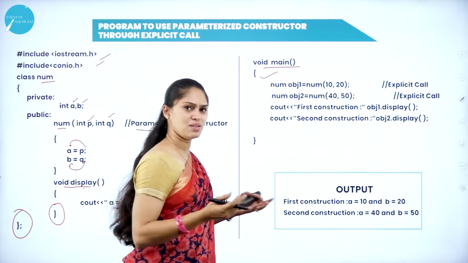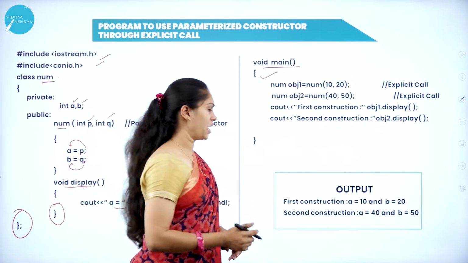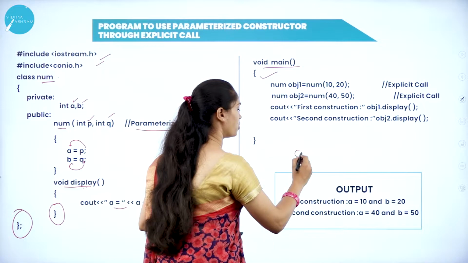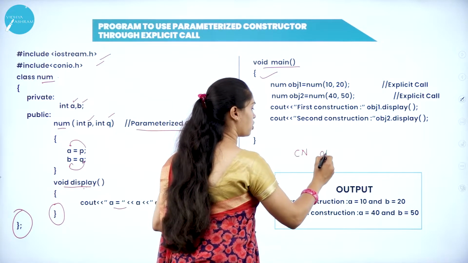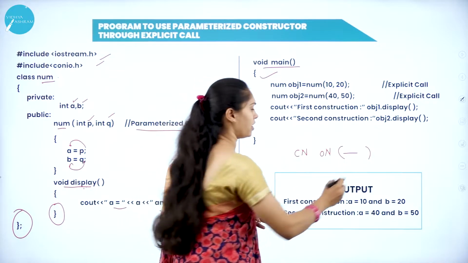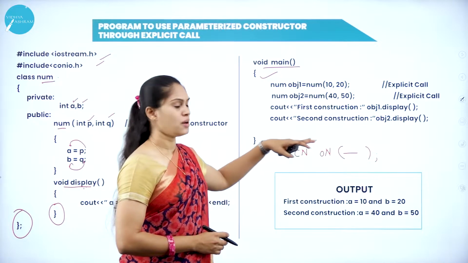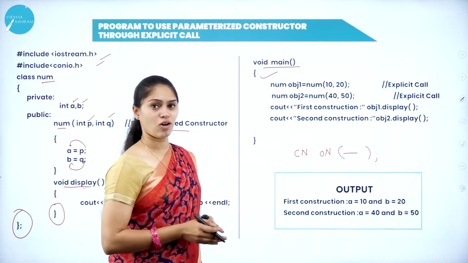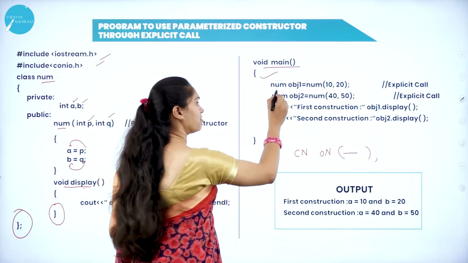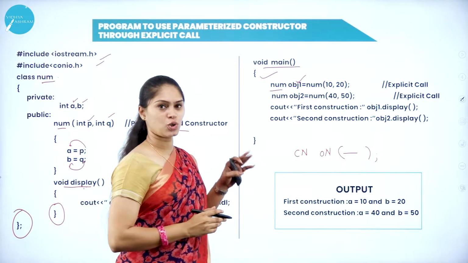So what is the difference between implicit call and explicit call? Just recall the implicit call. There I have to use the class name as well as the object name. After that, I send some parameters or arguments, then close the declaration. But in this explicit call, what am I doing? I have a class called num. After that, I am creating an object, that is object 1.